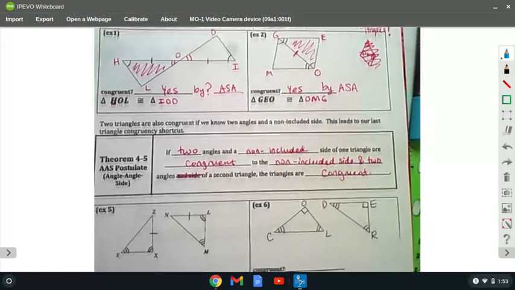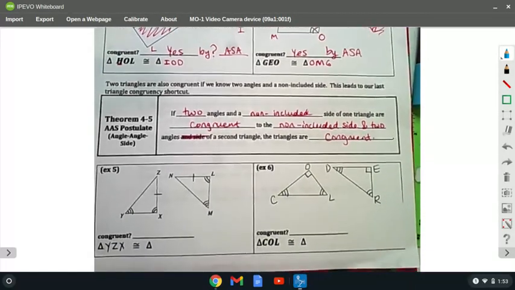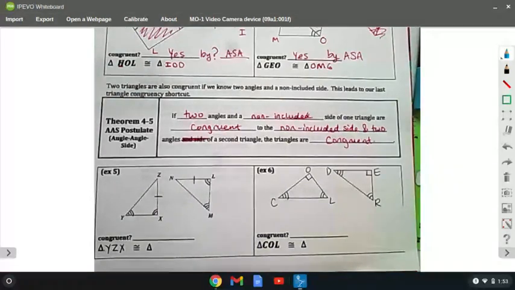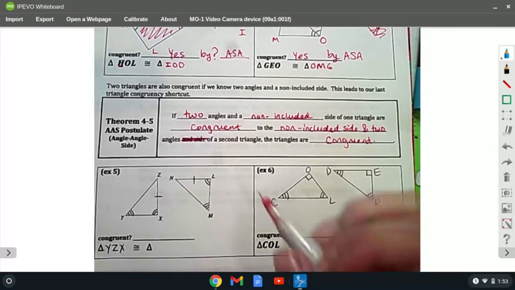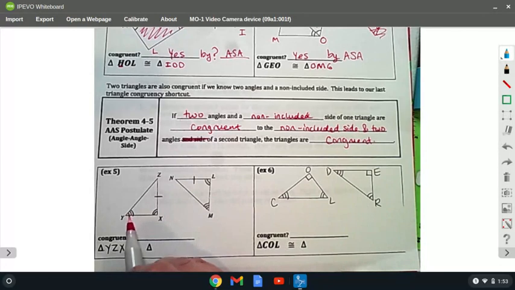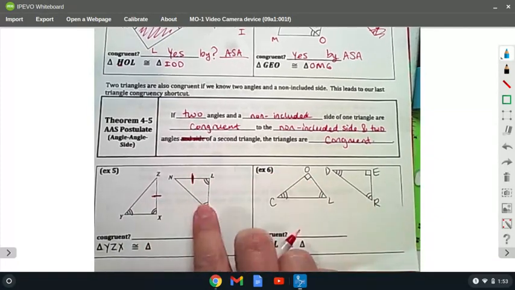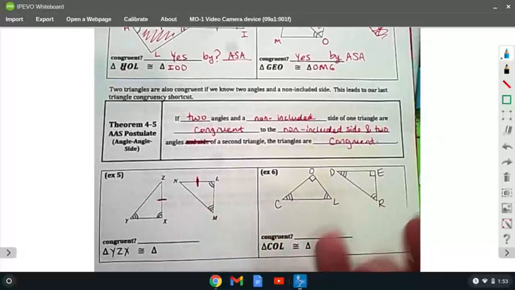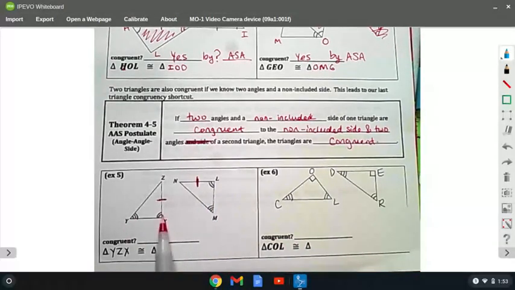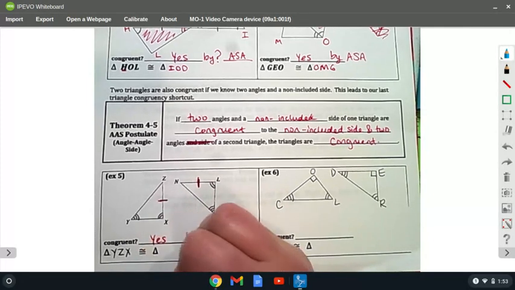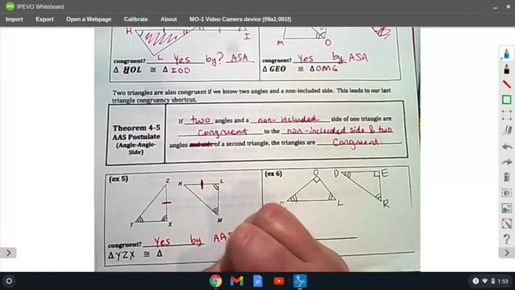Okay, so let's look at problems of angle, angle, side. So remember here, it's a non-included side. So I have 3 tick marks here, 3 there, 2 there, 2 there, and then a side. So I have angle, angle, side. These aren't connected, so I can't mark any vertical angles or shared sides. But I do have angle, angle, side, angle, angle, side. So yes, this is congruent by angle, angle, side.